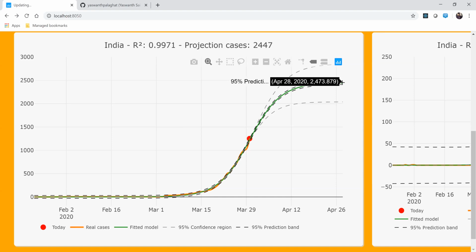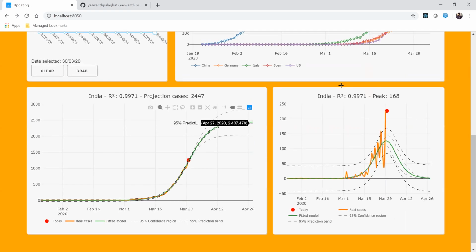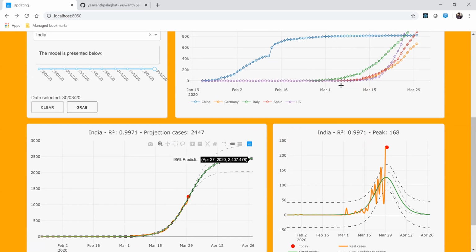And one thing is, it is just an assumption based on the previous graph and previous growth rate. It is predicting that by the end of April, there may be 2,500 cases registered. And yes, this is the project.